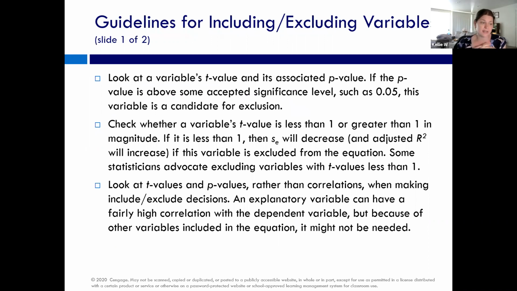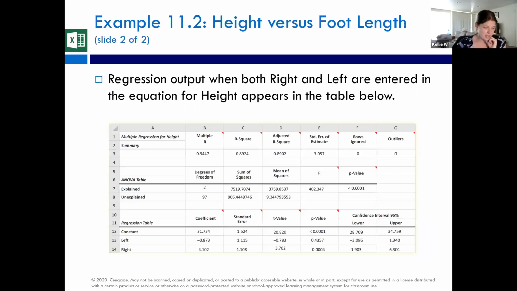We can look at the t-values and the p-values. So if a p-value is above an accepted significance level, which I've never seen as anything other than 0.05, then we could say, okay, that's a good candidate for exclusion. If the t-value is less than 1 in magnitude, that's another way. If we look at this, in this case, our p-value would indicate we should drop the left, but the t-values indicate that we should drop the right. So that's fun.